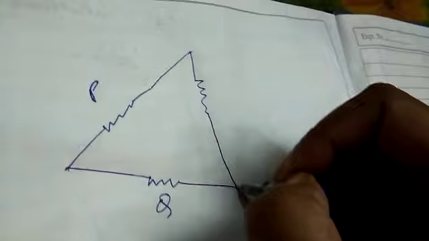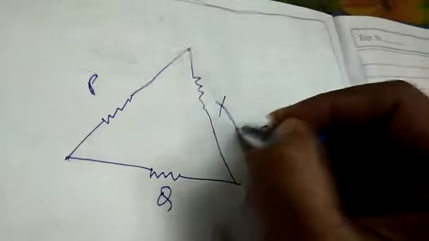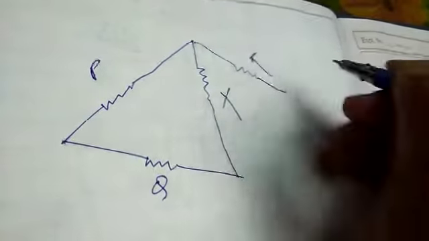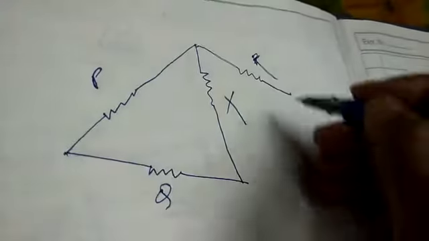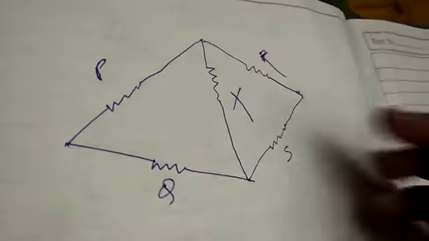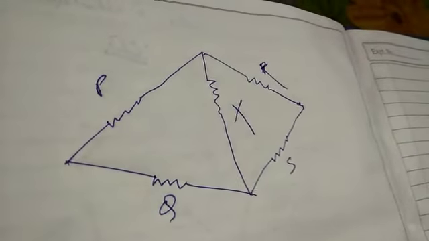Charles F. Wheatstone was a British physicist, and he proposed that if five resistances are arranged in this way, one is this, let this be P, and second resistance is this, let this be Q, third resistance be this, let this be X, and let fourth resistance be R, and fifth resistance is S. These resistances are joined in this manner.